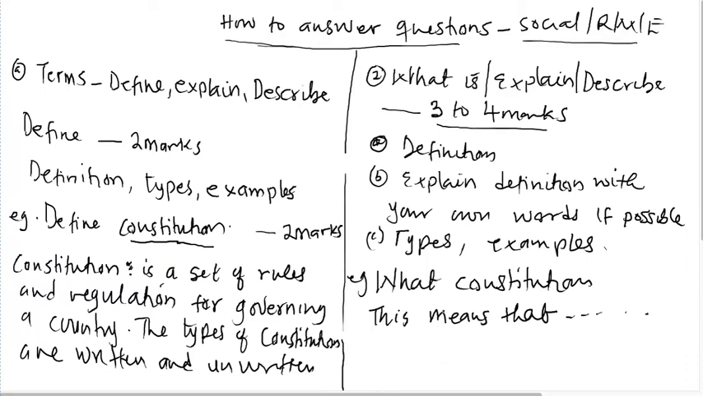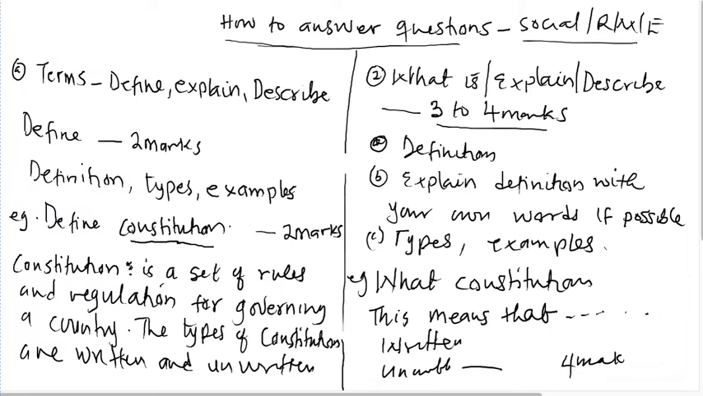And there are two types, written. So if you say written, write the meaning. Written constitution is the type of constitution which has been codified into a single document. Then give example. You go to unwritten, write the meaning of the unwritten, then you give example to it, then you get your 4 marks.